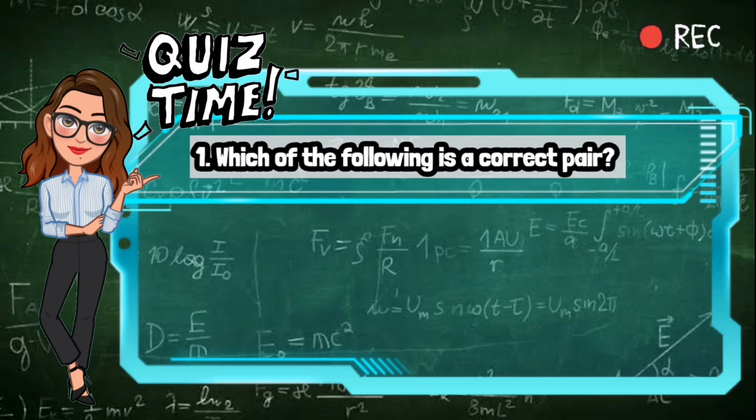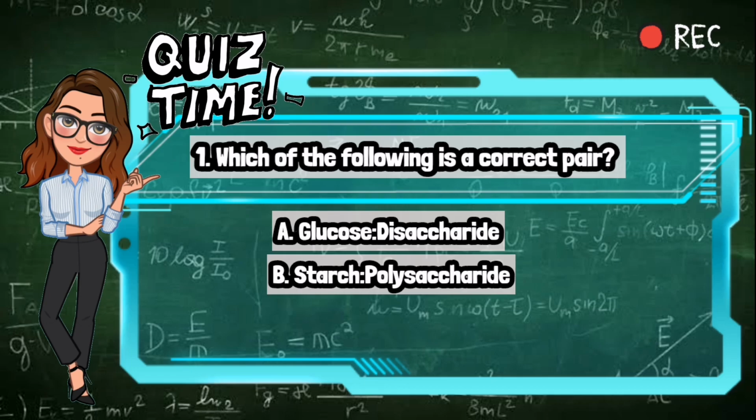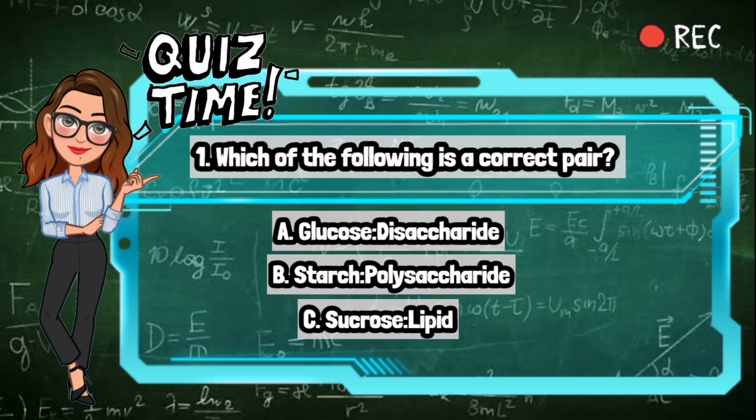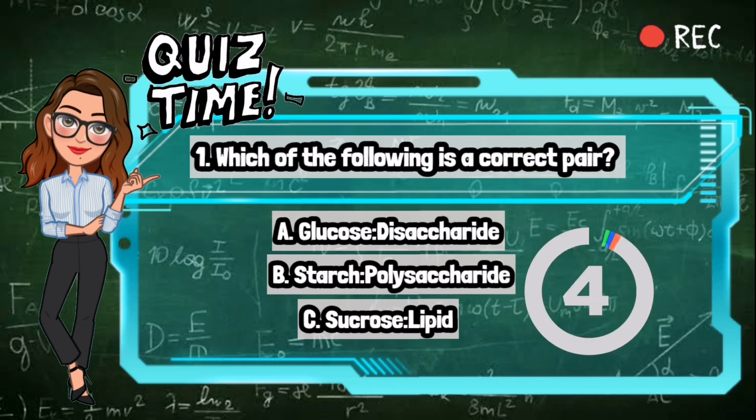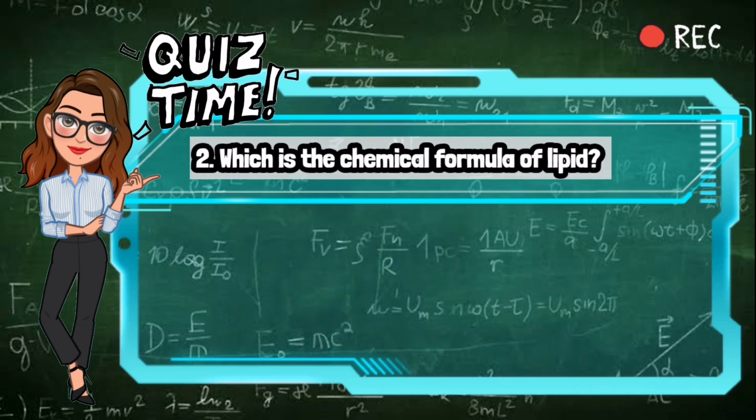Number 1. Which of the following is a correct pair? A. Glucose is to disaccharide. B. Starch is to polysaccharide. C. Sucrose is to lipid. You have 5 seconds. Time starts now. The correct answer is letter B. Starch is to polysaccharide.